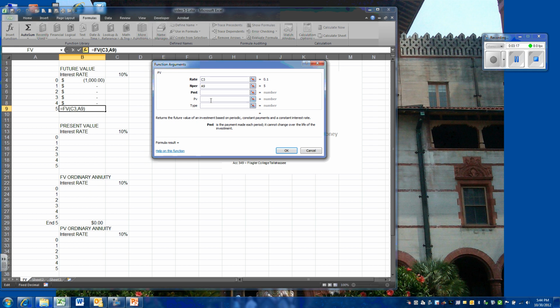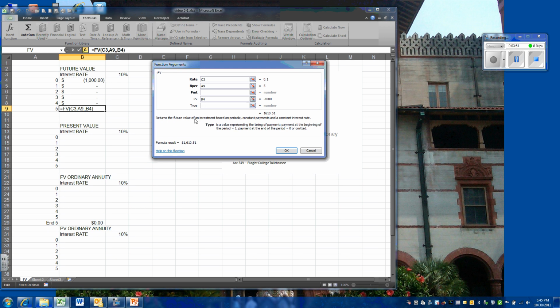Next, it calls for a payment. In the future value of a dollar, we do not have a payment. This $1,000 does not represent a payment. A payment is an equal amount that is made each period, and it stays the same over the life of the investment. Instead, what we are going to input is the present value. That is, the $1,000 we invested today, that is our present value.